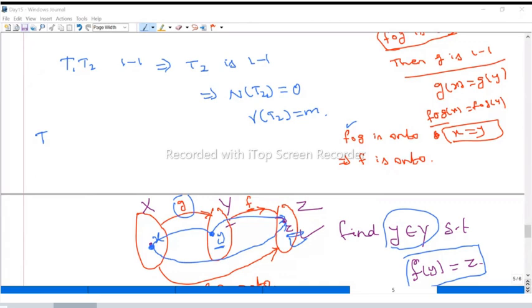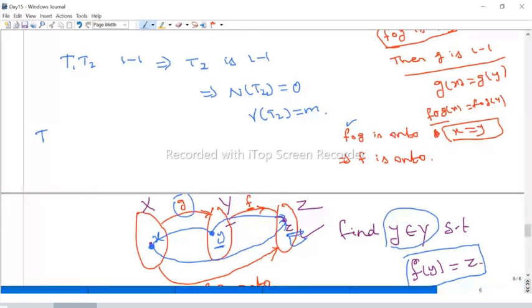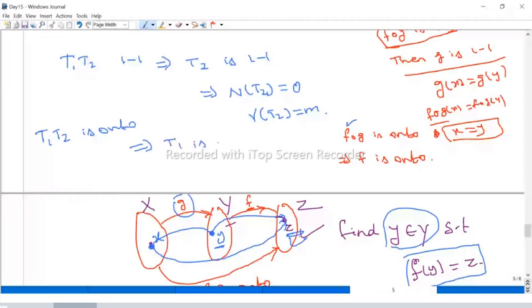Okay, so now if the composition is onto, the first function, or second function depending upon your choice, but the first one should be onto. Now, in our case, T1 composition T2 is given that is bijection. So bijection means, in particular, it is onto. Therefore, T1 composition T2 is onto. So since this onto implies that the first function T1 is onto.